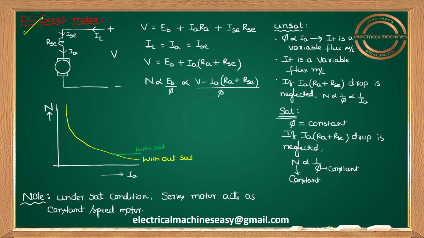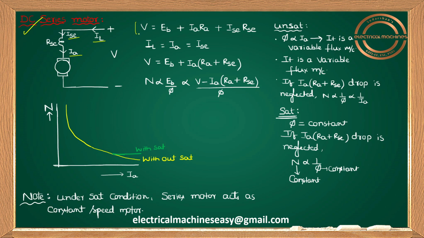In DC series motor, your field winding is connected in series with armature or in series with, I can say, supply. Since it's a motor, direction of IL, line current will be like this, direction of ISC will be like this, direction of IA will be like this, because motor always takes current from the supply. That's the reason: IL, ISC, IA.